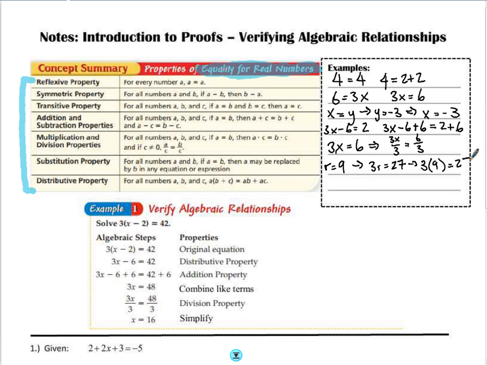And we know 27 equals 27 by the reflexive property. Our last property that we're going to review is the distributive property. For all numbers a, b, and c, a times the quantity b plus c is equal to a times b plus a times c.